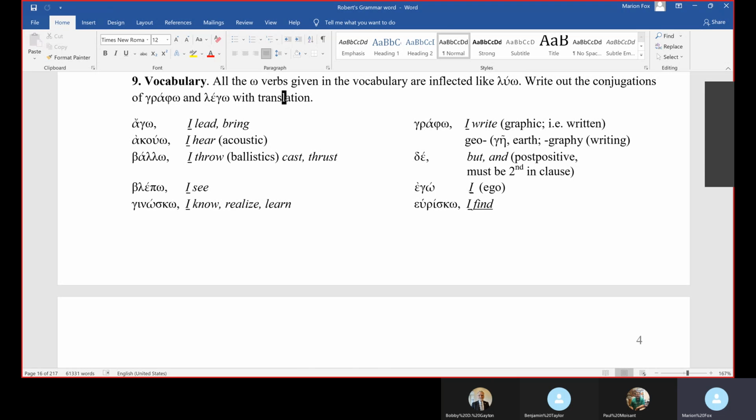We take this basic pattern. We have ago, and let's go through and conjugate it. Ago, agase, agay, agomen, agete, agusi. O, ace, a, omenete, usi. O, ago, agase, agay. That'd be first, second, third person. First person plural would be agomen, and then agete and agusi would be your second and third person plural.